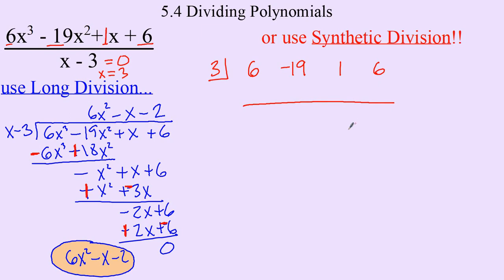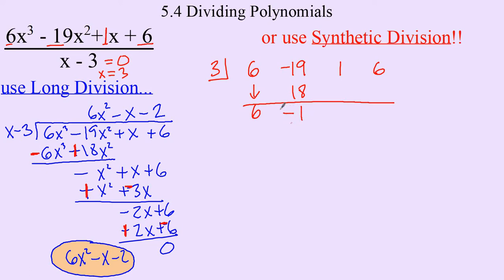Okay. Now, follow the pattern. Bring down the first term. Always bring down the first term. Okay, now watch what I do. 3 times 6 is 18. So multiply what's in the box and put it here. Then add those terms. Negative 19 plus 18 is negative 1.